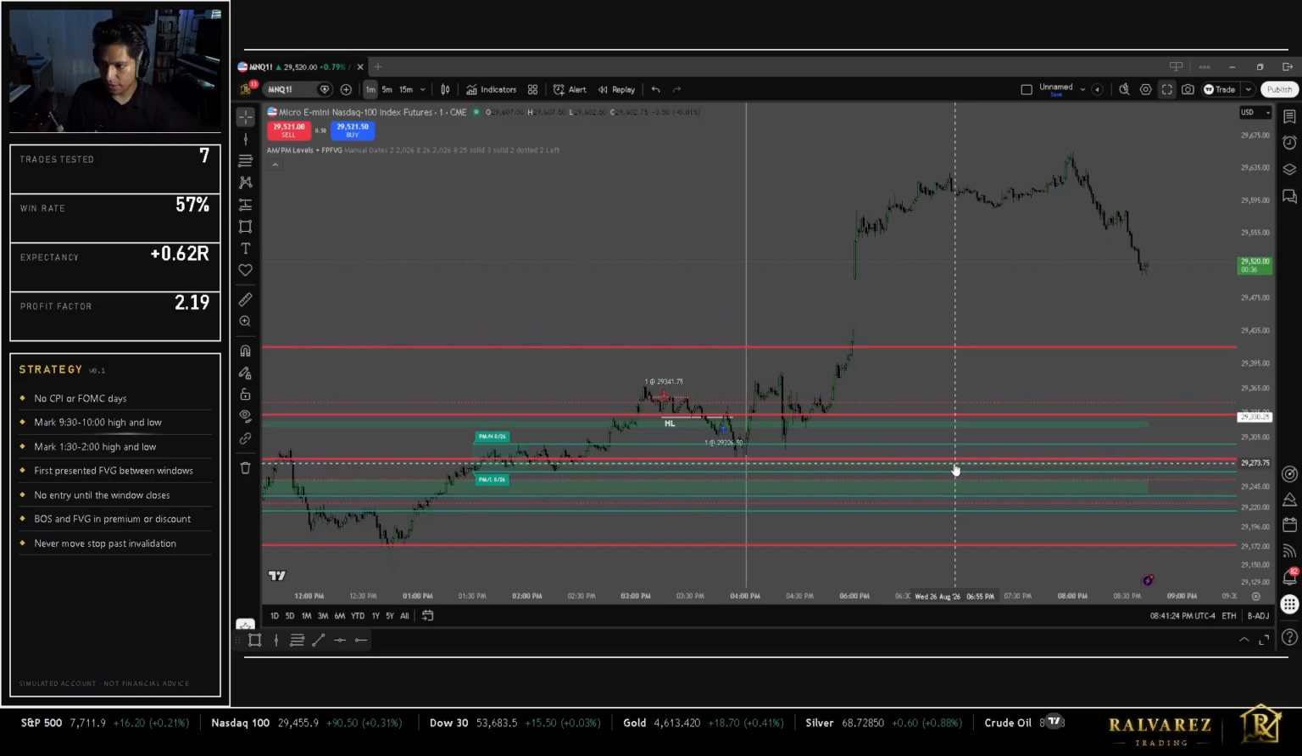So the data right now, on my screen right under me on my camera, shows a 57% win rate, 0.62 RR. So for every dollar that we risk, we're gaining around 62 cents. And we have a profit factor of 2.19. Those stats alone, I wouldn't say they're the best. But what I would say is, we only have 7 trades sampled. And even if we get to 20, it doesn't seem like a lot either.